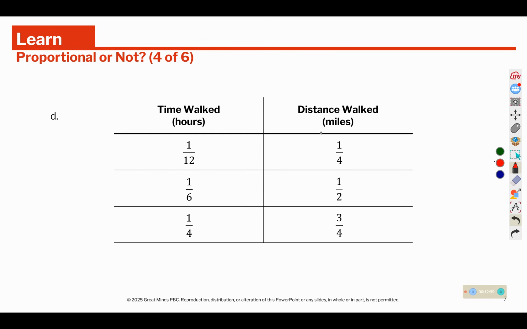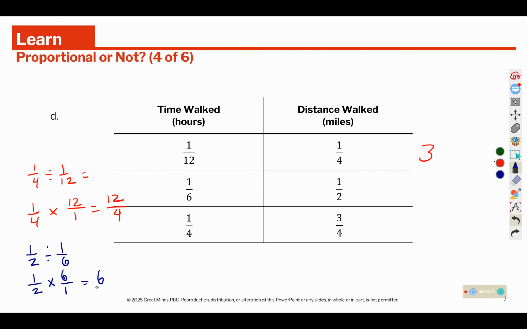For D, we can divide the miles by the hours. Remember, we leave, change, change. 1 times 12 is 12. 4 times 1 is 4. And 4 fits perfectly into 12 3 times. Let's check the next row. Leave, change, change. 1 times 6 is 6. 2 times 1 is 2. And 2 fits into 6 exactly 3 times.